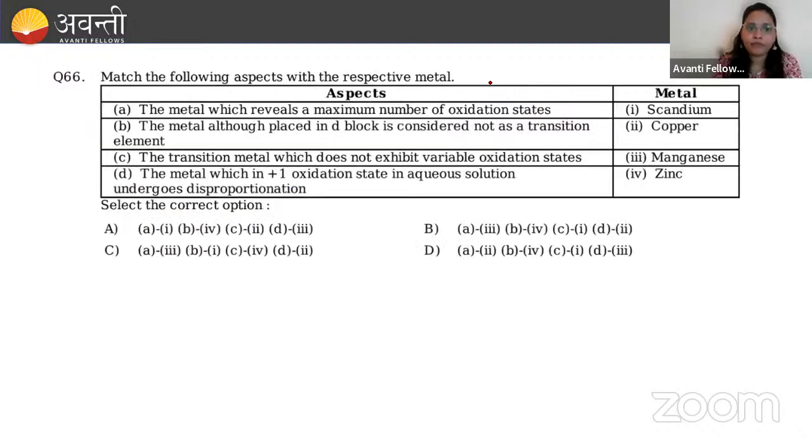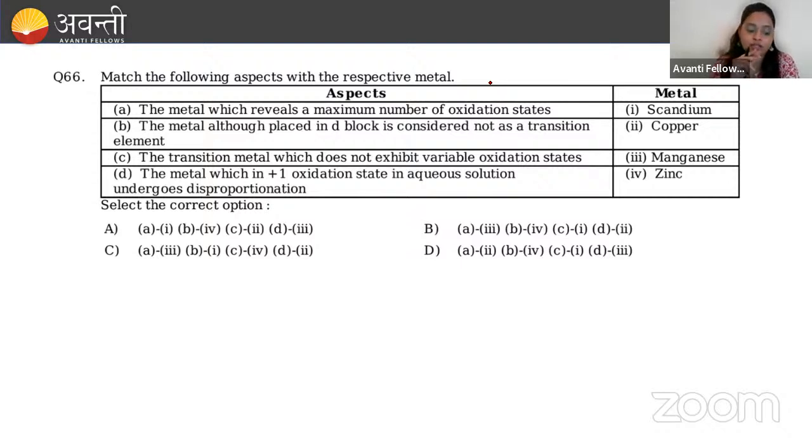Next problem. Match the following aspects with the respective metal. The metal which shows the maximum number of oxidation states, and so on. We need to match aspects with the metals: scandium, copper, manganese, and zinc. Let's consider them one by one. The metal which shows the maximum number of oxidation states: among scandium, copper, manganese, and zinc, which do you think will show the maximum number of oxidation states?